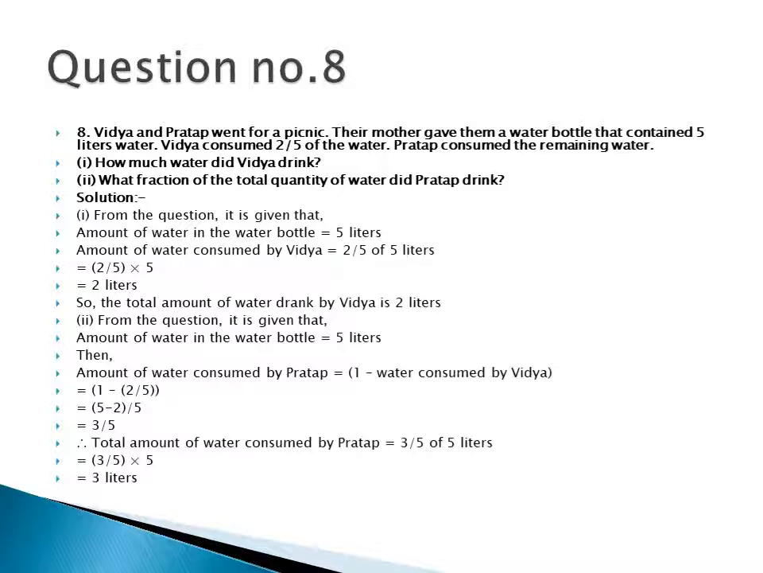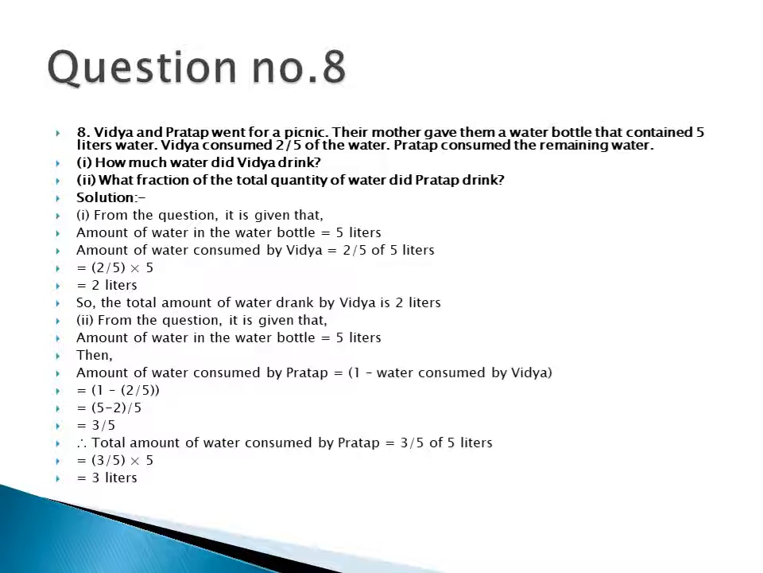So how can we solve that one? From the question it is given that the amount of water in the water bottle is 5 liters. Then the amount of water consumed by Pratap equals 1 minus the water consumed by Vidya. 1 minus 2 by 5. Now just make this 1 as 1 by 1, which equals, if you multiply 1 by 1 into 5, what will you get? 5 minus 2 divided by 5. In the fraction form you have to change. So what will you get? 5 minus 2 equals 3. 3 by 5 part of the water was drunk by Pratap in the form of fraction.